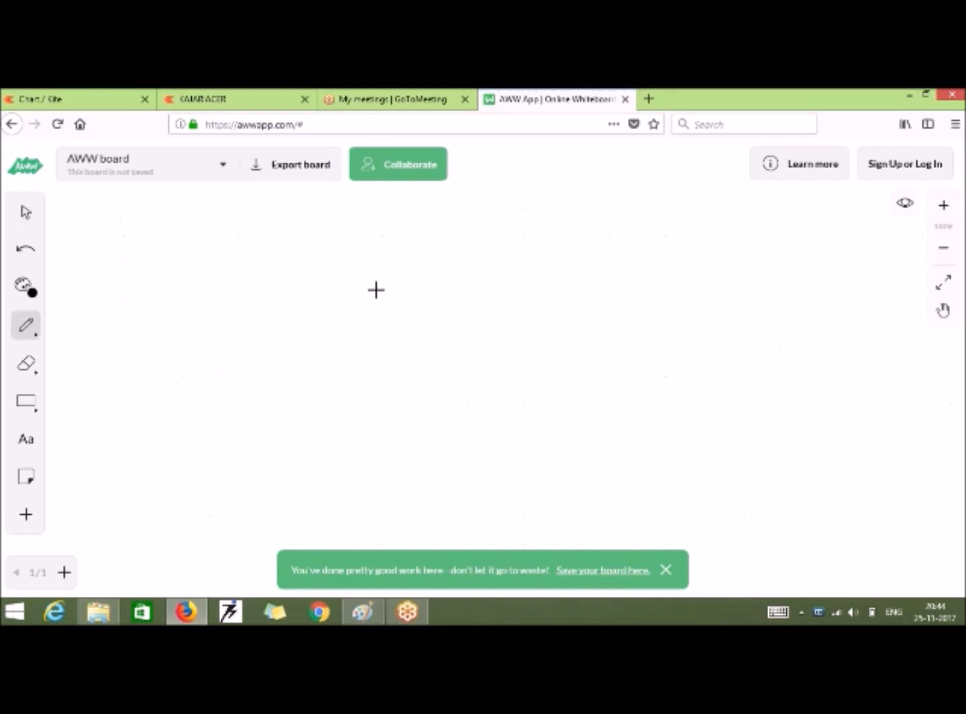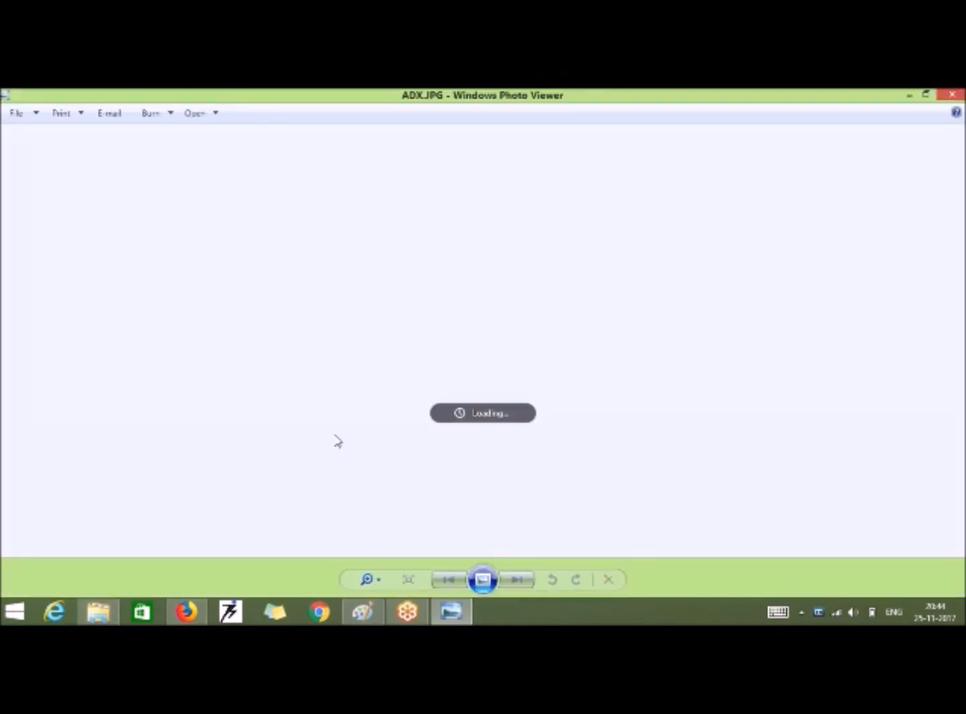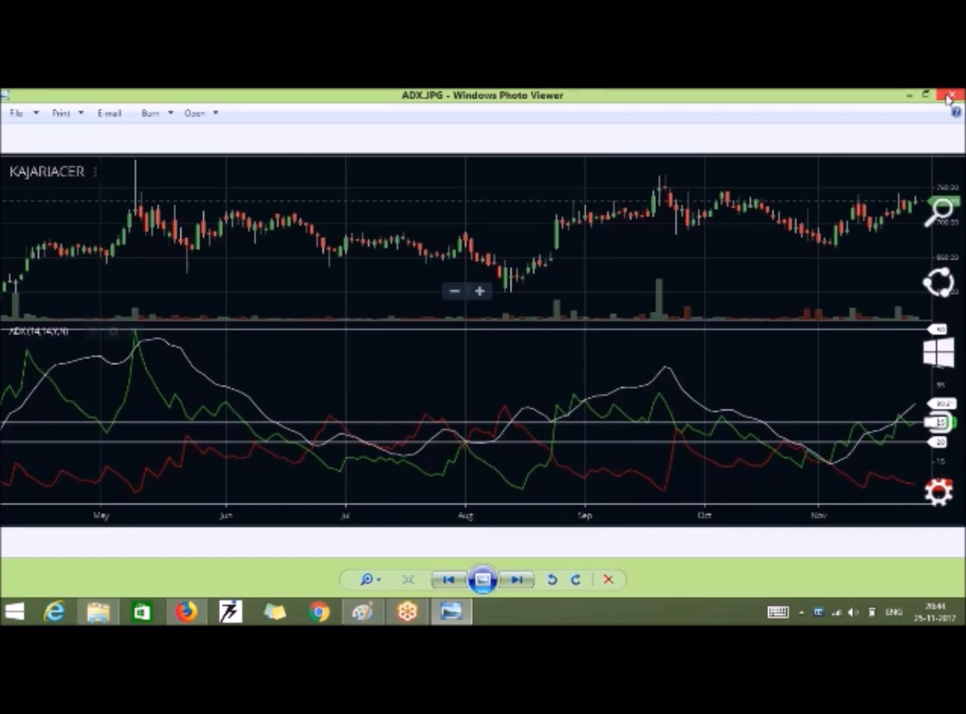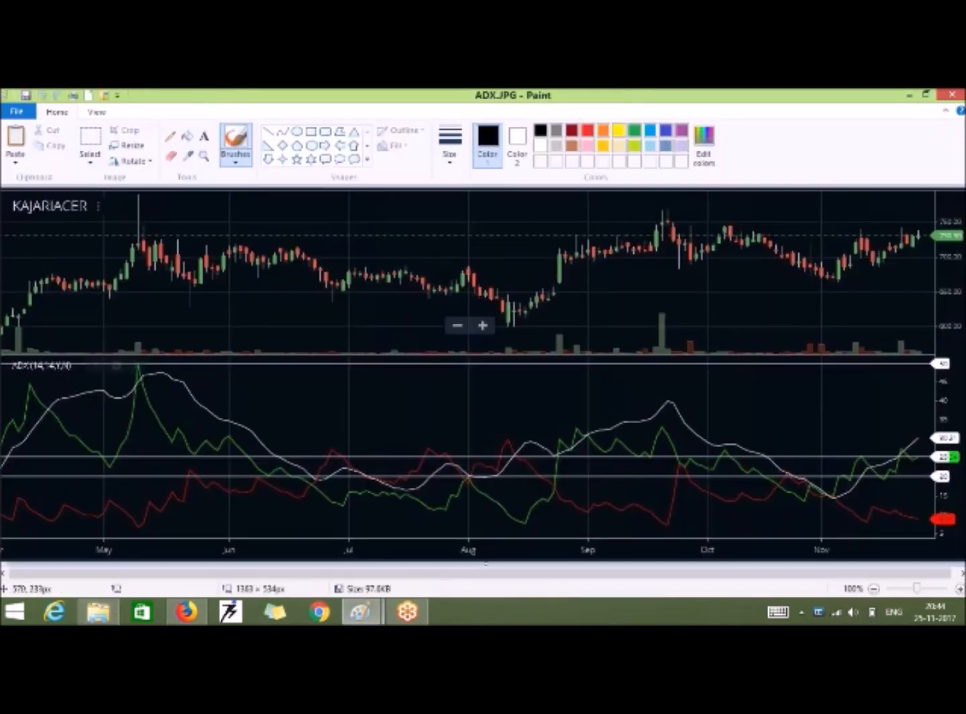Under these major strategies, you can find a few deeper strategies. Let me first show you the chart which I have taken from Zerodha. Okay, let me open this one with Paint. Is it clearly visible to everyone? Here you can see I have already applied the ADX.